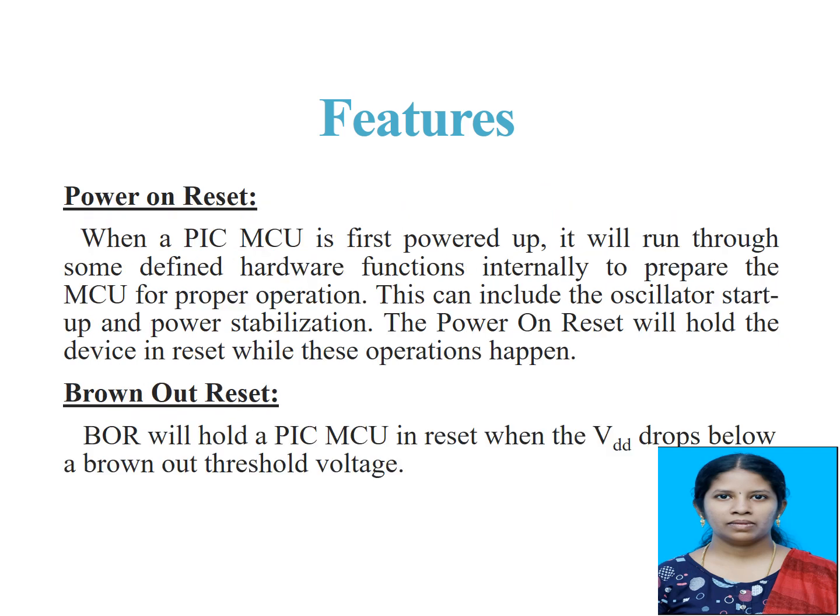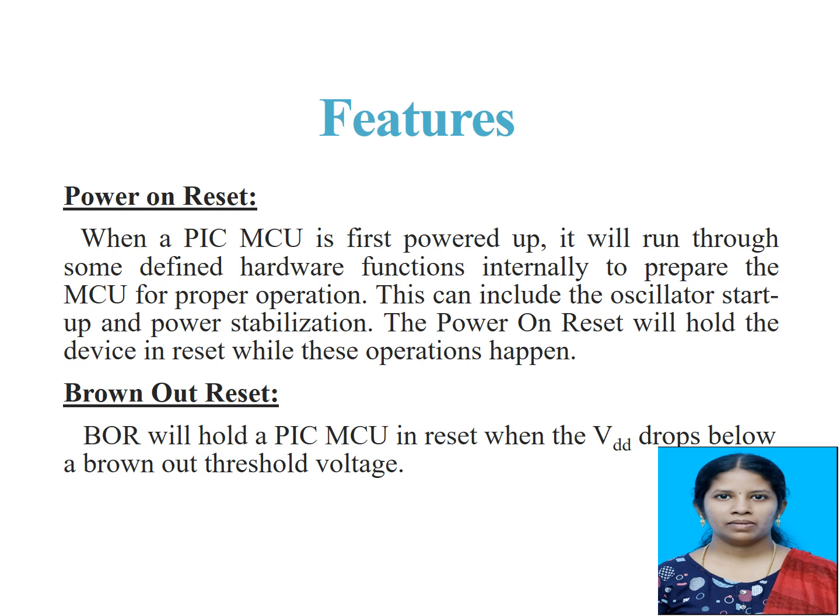The PIC microcontroller has the following two reset features. One is power on reset, the next one is brownout reset. Power on reset is a hardware reset that occurs when the microcontroller is first powered on. It ensures the PIC starts in a known state after the power is applied, and also prevents unpredictable behavior. Power on reset is triggered by the rising supply voltage, and it is usually configured to hold the device in reset until the supply voltage reaches a stable level.